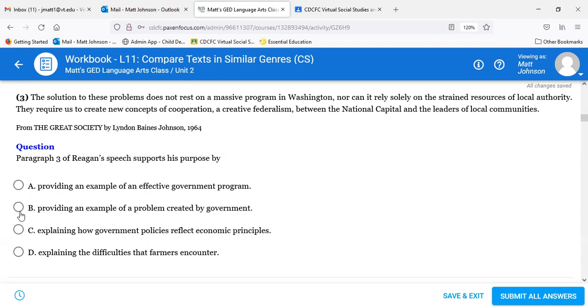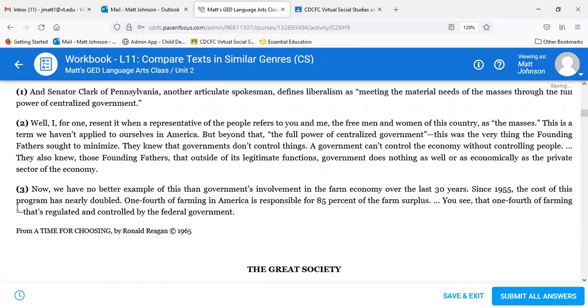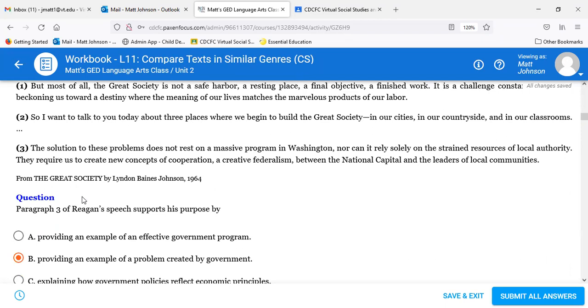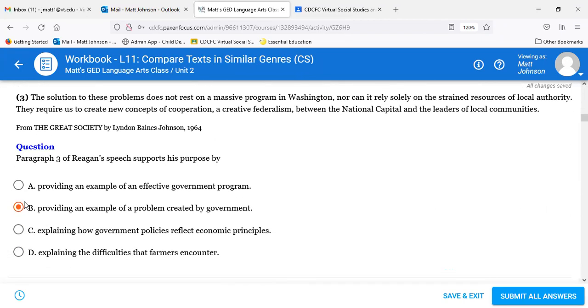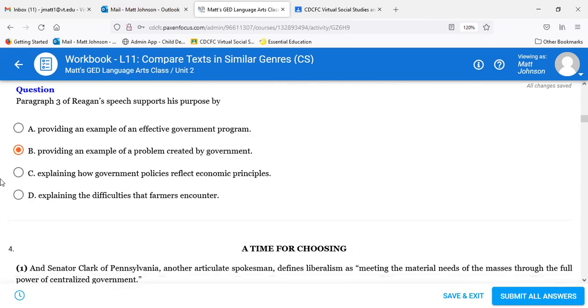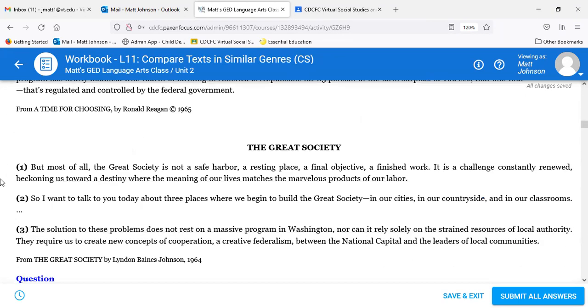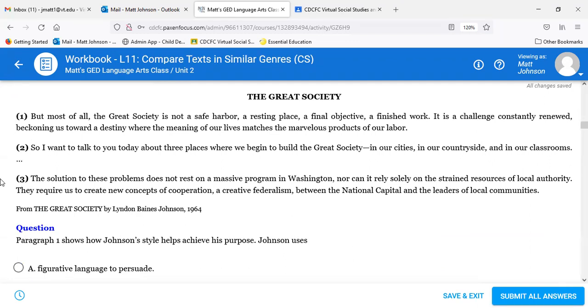B. B, as in boy, right? So if we look, he says, now we have no better example of this than government's involvement in the farm economy. So that's his example, the use of subsidies and things like that. So government regulation or intrusion into agriculture and farming. B, right? That's providing an example there. And then again, same passages.